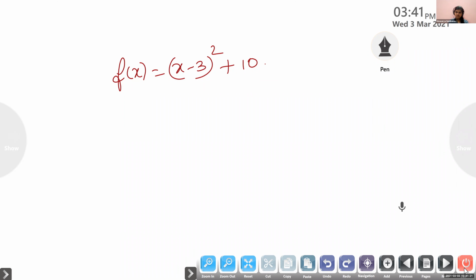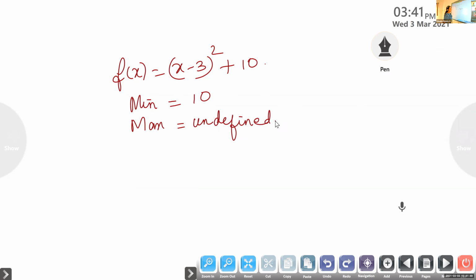Minimum is 10. Minimum value is 10. Is it correct, Tomlin? You have to check and give me the answer. And what is the maximum value? Undefined. Maximum value is undefined. Is it correct, Aparna? Tomlin?